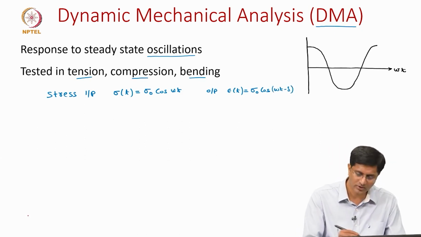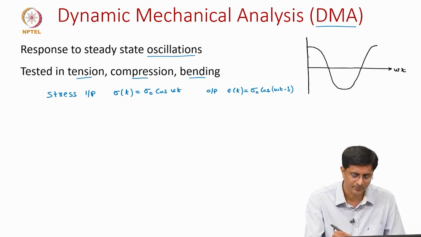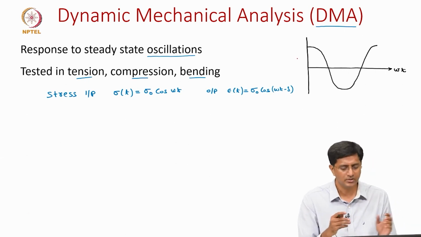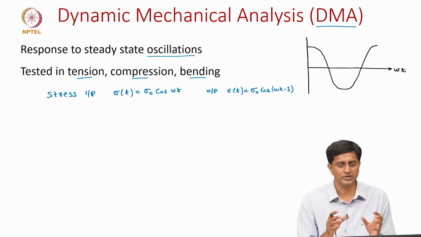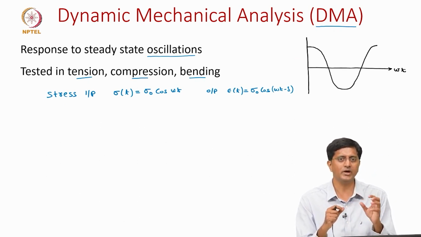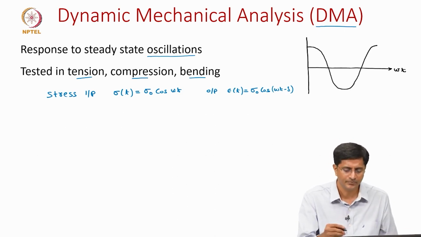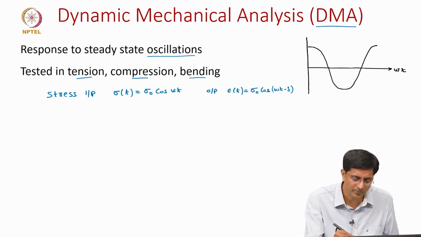This we can represent in the figure. What we are now saying is both the input stress and the output strain will have the same frequency, but the difference is the output strain will be lagging behind the input. Which means instead of reaching the peak at time t equal to 0, it will reach it at another time instant.